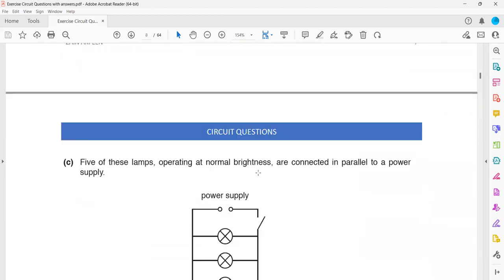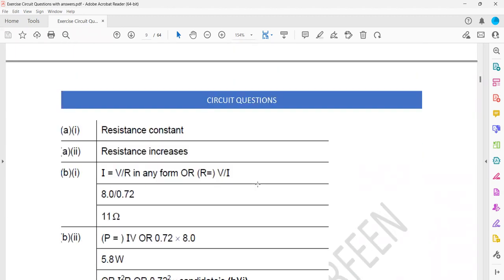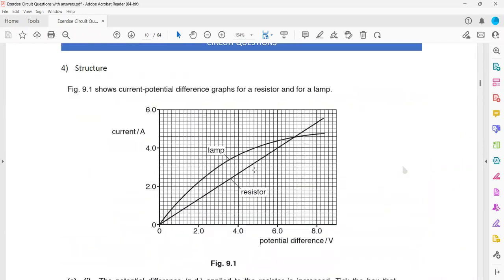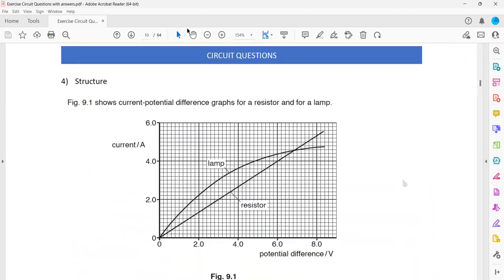Remember the I and V graph. What does the slope represent? The slope represents the reciprocal of the resistance. So for example, as you see, the two graphs are there. One is for a lamp, another one is for a resistor. So if the current is on the y-axis and voltage on the x-axis, what does the slope represent? The slope represents the reciprocal of the resistance.